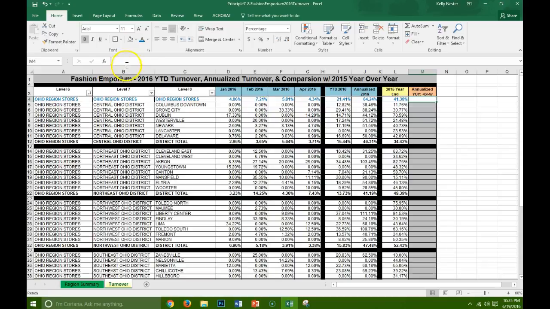First, I'll go to the formula bar and enter an equal sign. Next, I'll click on the cell for 2016 annualized turnover, which is J4. I'll go back to my formula bar and enter a minus sign. Then I'll click on the cell for 2015 year-end turnover, which is L4. Last, I'll click on the check mark next to my formula bar to complete the formula.